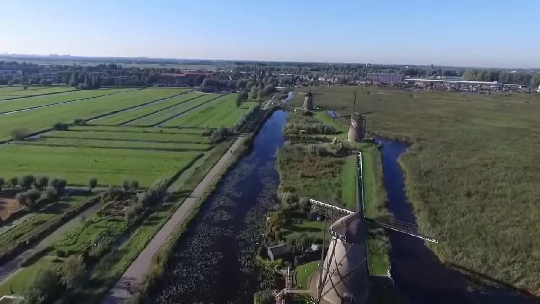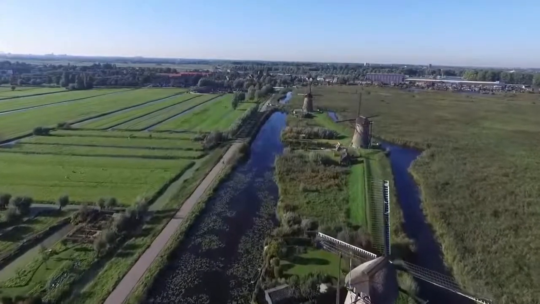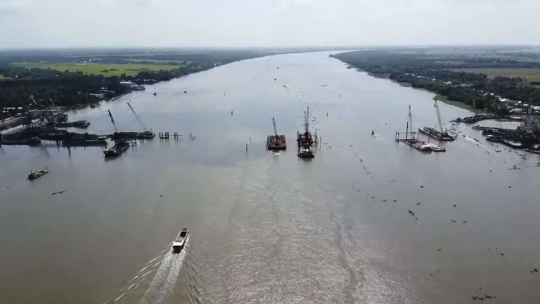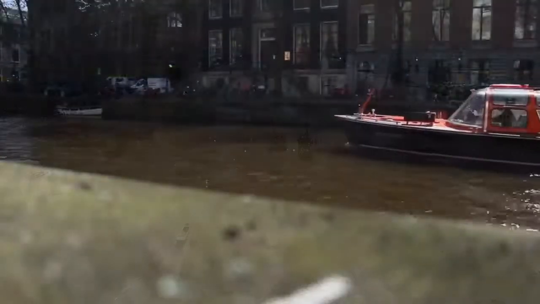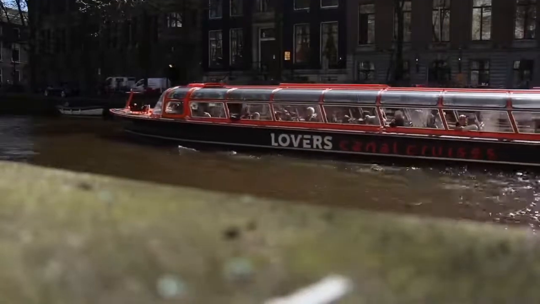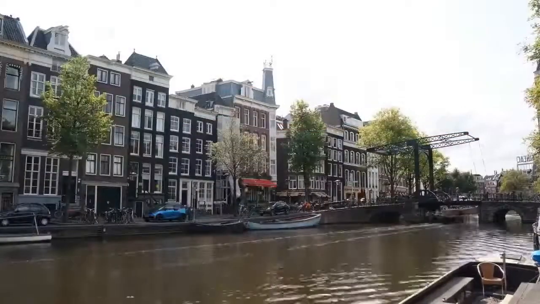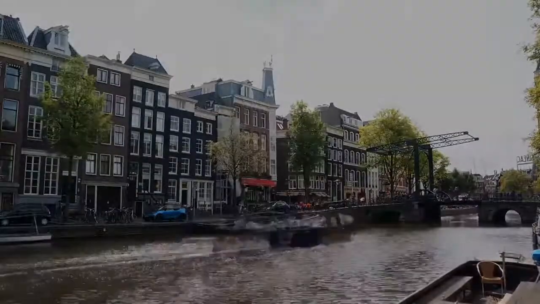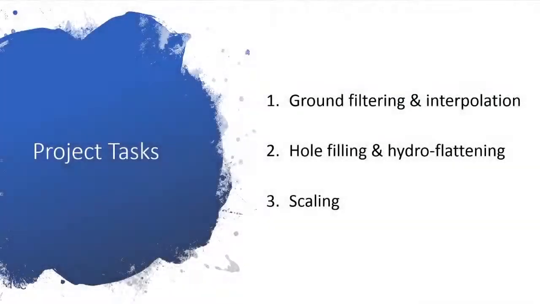This was a difficult task to accomplish, since the Netherlands is a country that is known for its unique watery landscapes, large rivers and cities with canals. The AHN tiles cover the whole Netherlands, and so a code and a methodology that are consistent when processing all the tiles needed to be designed. More interpolation methods needed to be developed and tested, and if possible, a hydro-flattening algorithm should be implemented to handle water bodies. The project was divided into 3 tasks: ground filtering and interpolation, hole filling and hydro-flattening, and scaling, which we will explain right now in more detail.